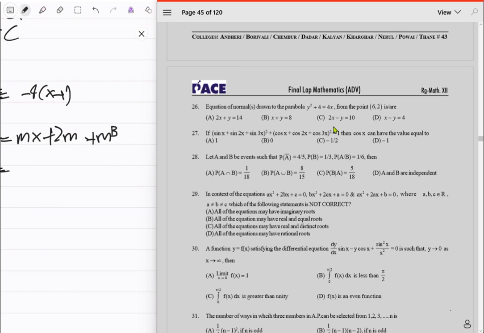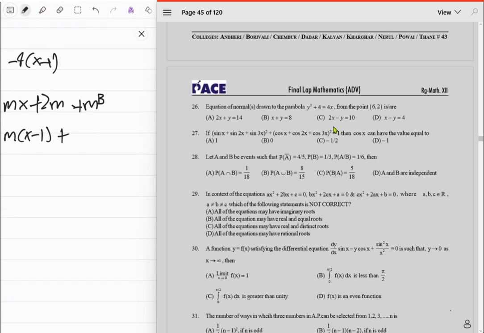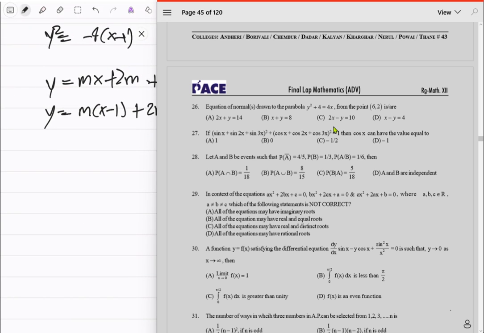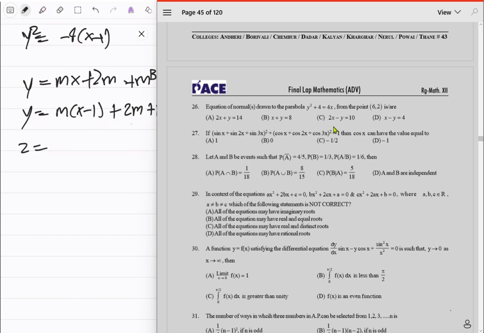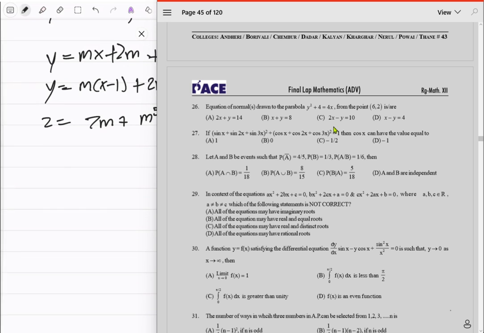So now what will this become? Just y equal to m times (x minus 1) plus 2m, which we kind of don't know, plus m cube, right? That will be our normal, and it's passing through what? (6, 2). Just put it in. 2 is equal to 5m plus 2m, I guess, which is 7m plus m cubed. So m cubed plus 7m minus 2 is equal to 0.